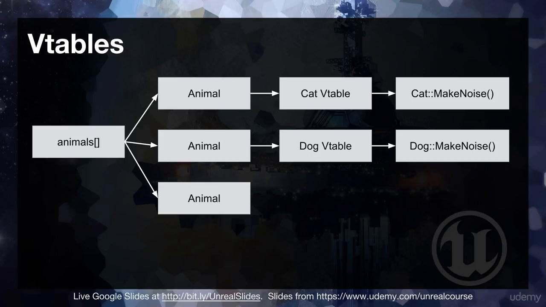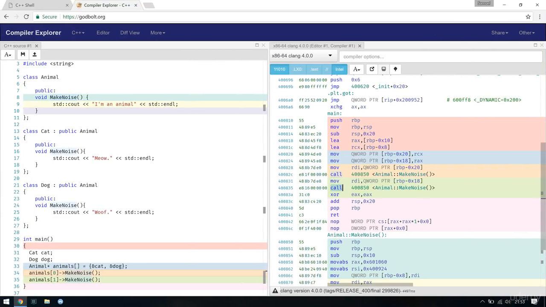Now, what if you had a second cat in your array? Well, you're not going to have a second vtable for cats as a whole. You just point to the cat vtable because that's going to point to the right implementation of make noise. Very simple. That is how vtables work, how this dynamic polymorphism is actually implemented.